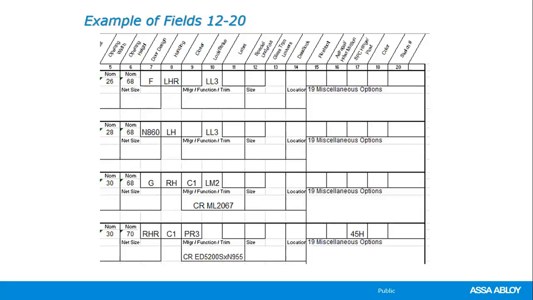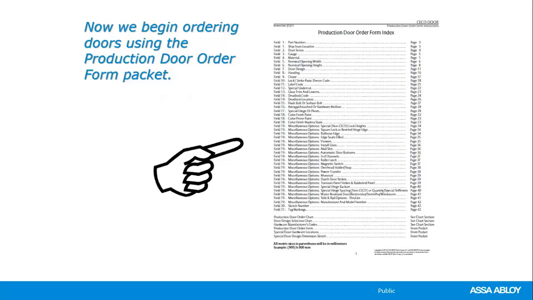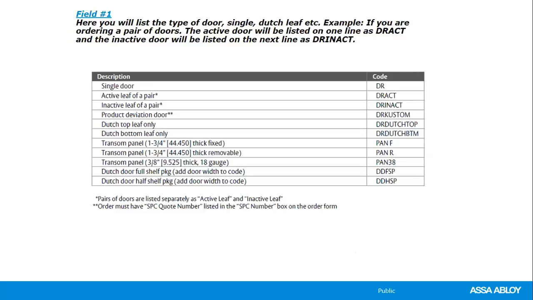This shows you the additional fields in the door section of the order form. And then, as I said, the door section has its own set of hardware codes that you can look through. Here we'll do a high level of these codes. You'll see going into the description, whether it's a single, active or inactive. And of course, on the paired doors, you need to list your active on one line and the inactive on the second line. Various other types of items there, you'll see Dutch doors, transom panels, things like that we have available.